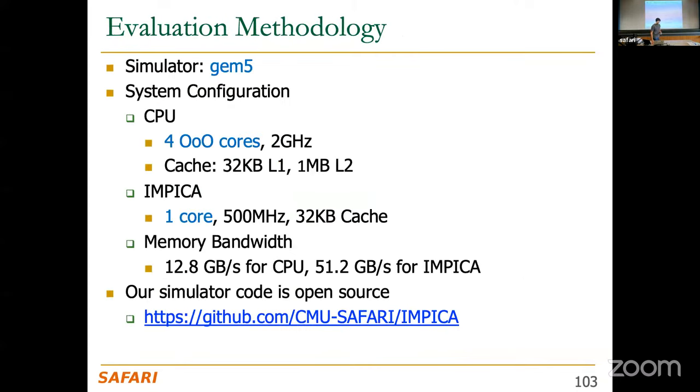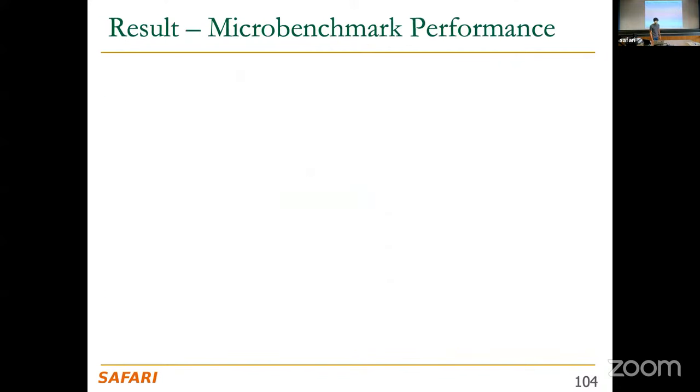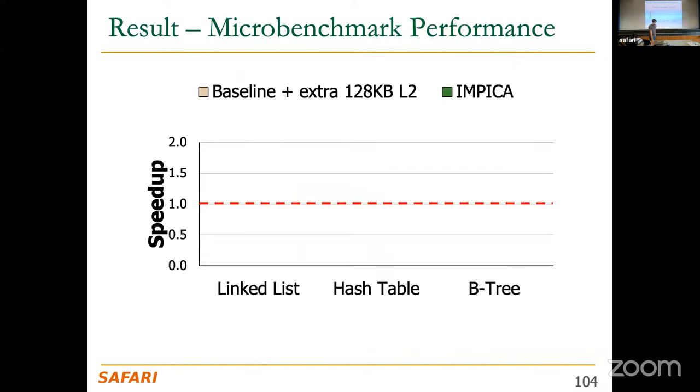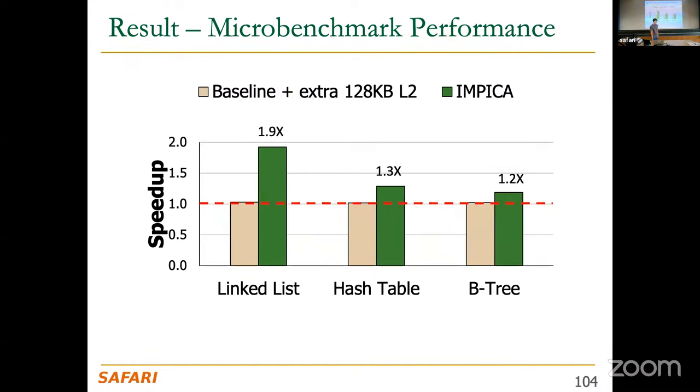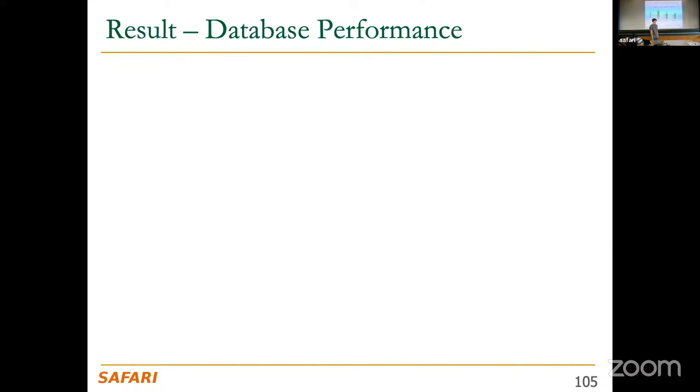Results were good. This is a comparison of an out of order multi-core CPU and the IMPICA accelerator for a specific configuration, right? You can access the simulator that was used for this study. And here you see some results for microbenchmarks with linked lists, hash tables, and B-trees for the baseline CPU and for the IMPICA accelerator. Some interesting speedups.